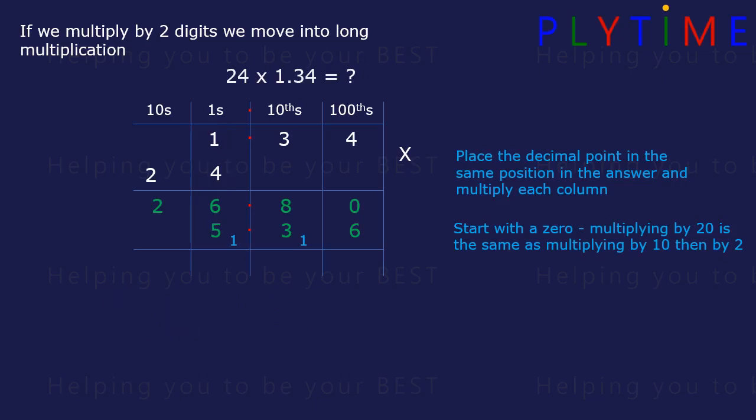Now we need to add together. Put the decimal point in the same place and then start adding from the right. 0 plus 6 is 6, 8 plus 3 is 11, so we put the 1 and carry 1 forward. 6 plus 5 is 11, plus the 1 we brought forward is 12, so we put the 2 and carry the 1 forward. And then 2 plus the 1 we've brought forward is 3. So the total is 32.16.